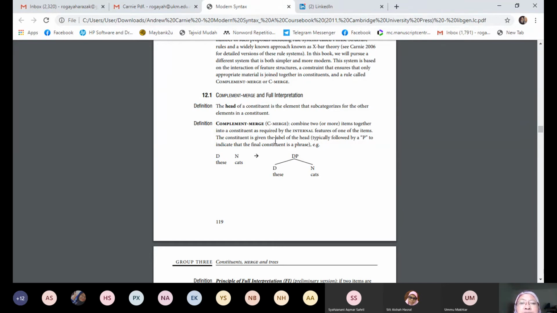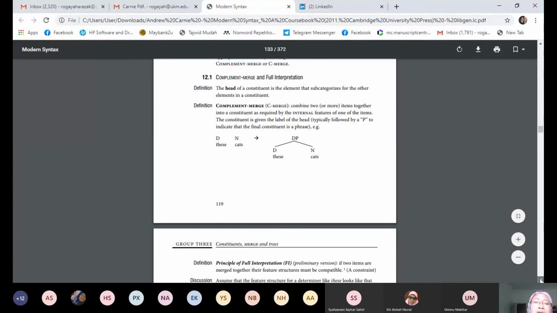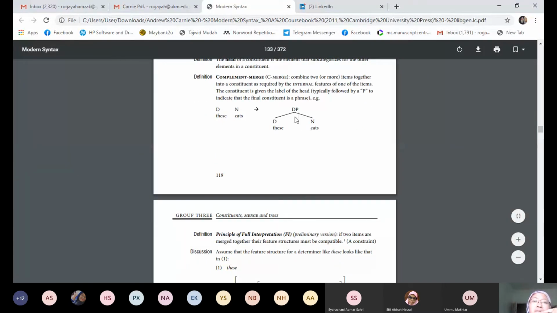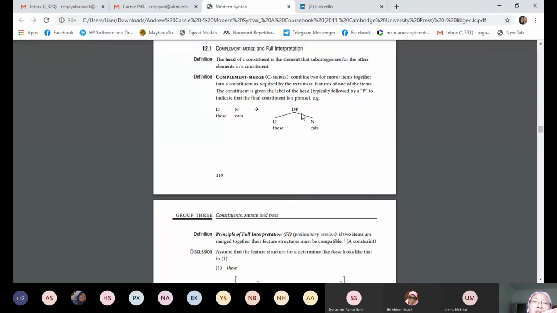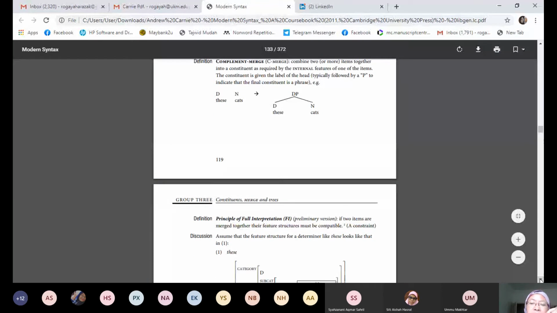Okay. The constituent is given the label of the head, typically followed by a phrase to indicate that the final constituent is a phrase. So for example, these cats. So these cats, you will have two words, isn't it? These and cats. So you want to then give the subcategorization of these and cats. Okay, so then they combine. Then you combine them, it becomes a DP. You take cat and you take this and you combine them. Okay, so this is just showing complement merge, but actually a bit more is happening there, but we'll see later.